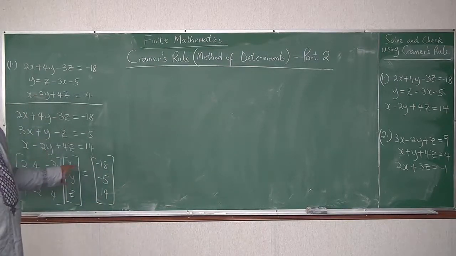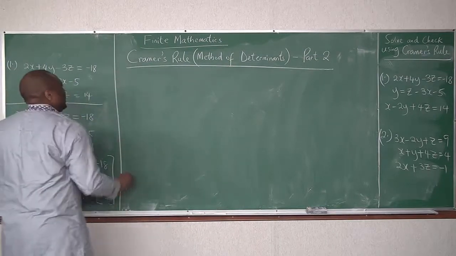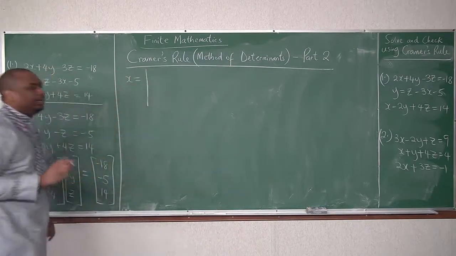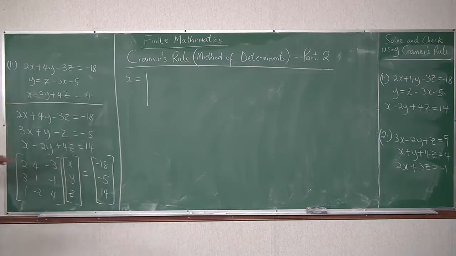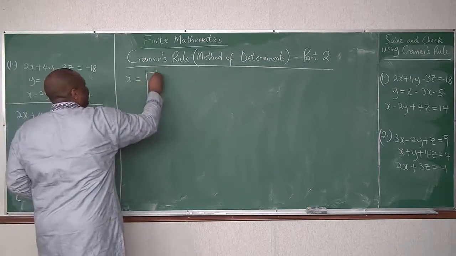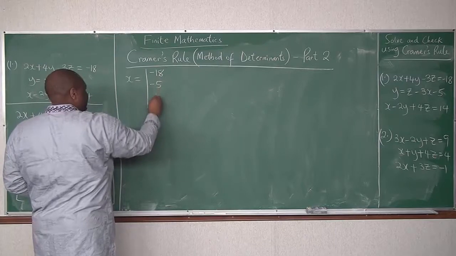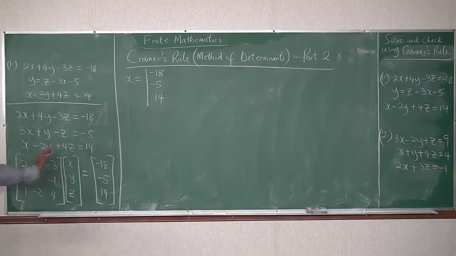Now, once you have written this, Cramer's rule states that x is equal to a determinant. You replace the coefficient of x, 2, 3, 1, with the constants. You replace that column with the column of constants. So this is -18, -5, 14. And then you write the rest.